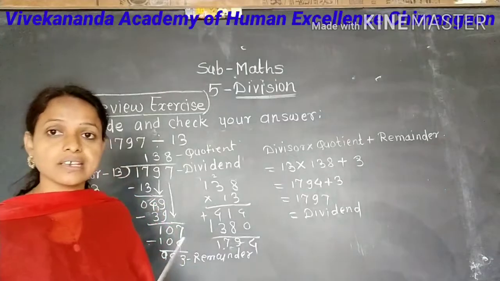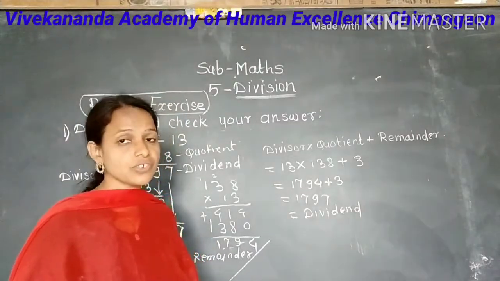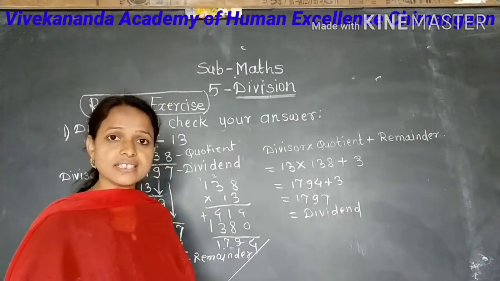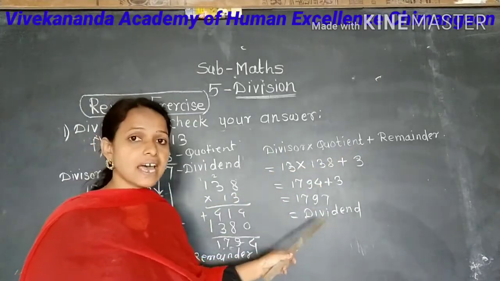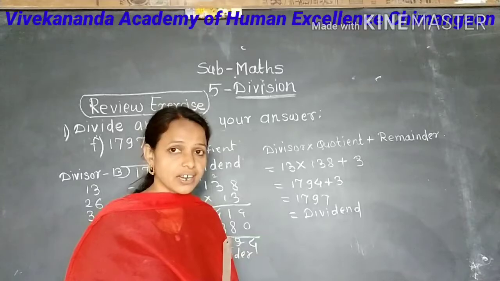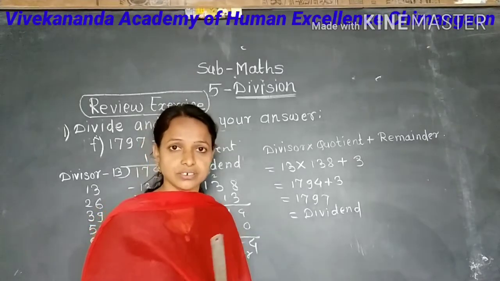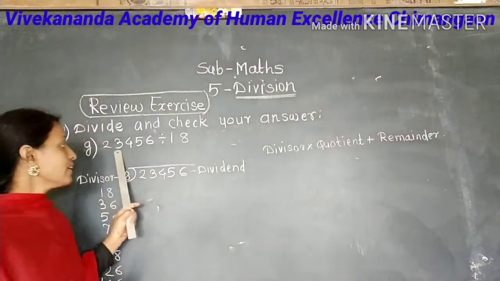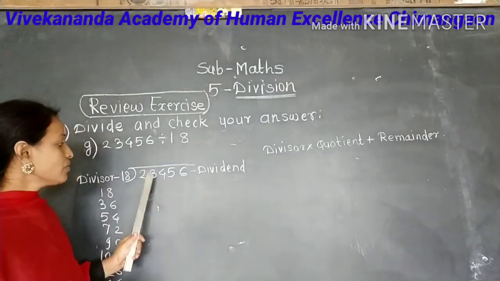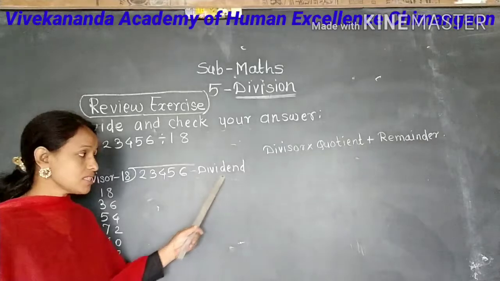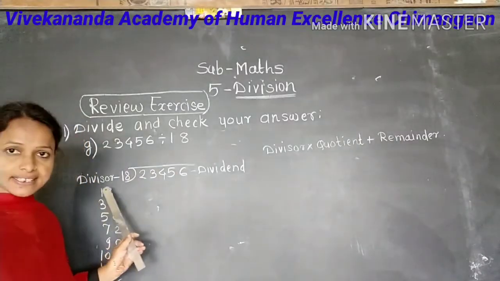In this way, by using the division algorithm, we check our answer and our answer is correct. Divisor into quotient plus remainder is equal to dividend. Example: 23,456 divided by 18. Here, 23,456 is the dividend and 18 is the divisor.